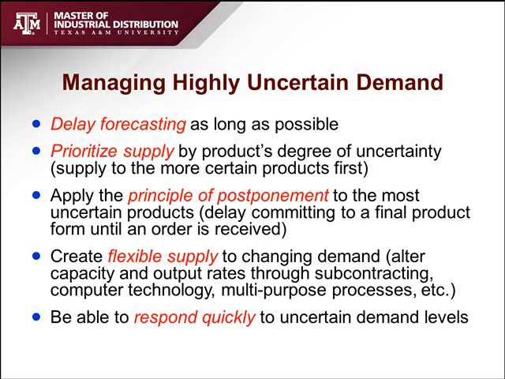Next, prioritizing supply by product's degree of uncertainty. Let's say you are buying and selling a certain number of products. Some of those products may have a steady demand, and you should buy them as soon as possible perhaps. But then there will be some items that you are not sure what the real demand is going to be. Again, we just go back to delaying the forecasting, delay forecasting as much as possible for those uncertain products.